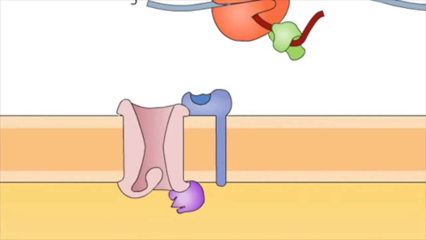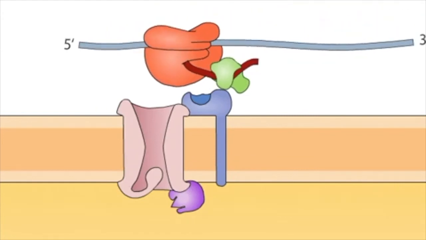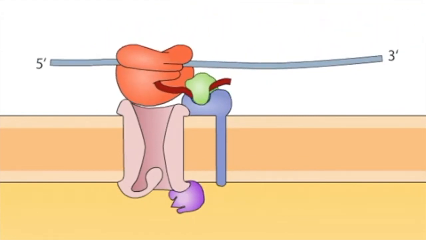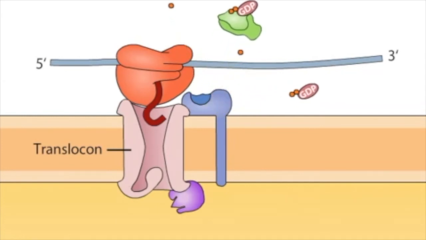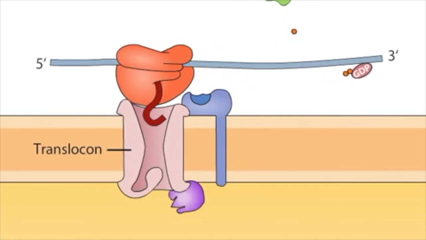The SRP targets the entire complex to the rough endoplasmic reticulum by binding to an SRP receptor on the membrane of the ER. GTP molecules bind to the SRP and the SRP receptor. The GTP binding triggers the transfer of the signal sequence from the SRP to a membrane channel called a translocon. Hydrolysis of GTP to GDP leads to the dissociation of SRP from both the receptor and the ribosome mRNA complex.